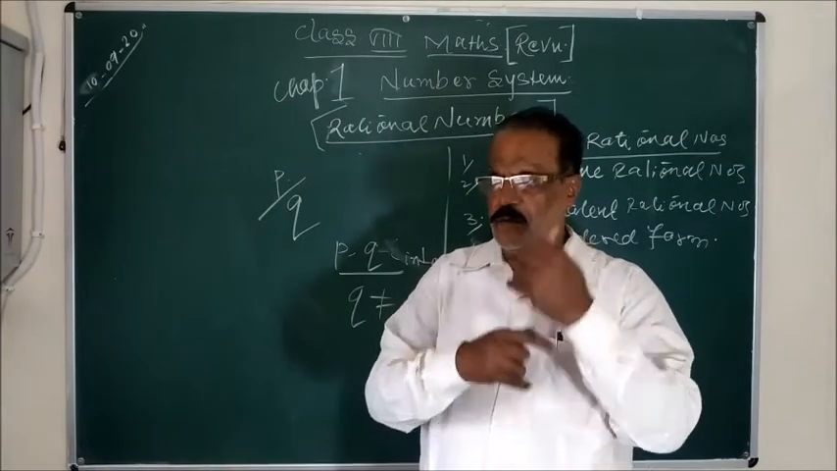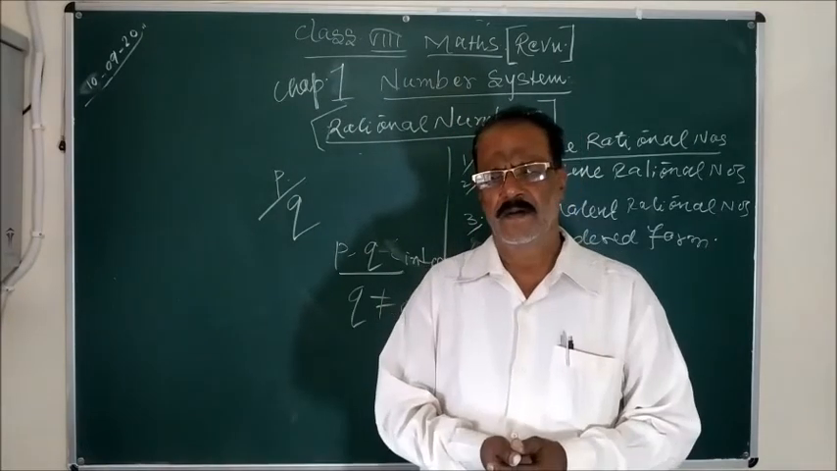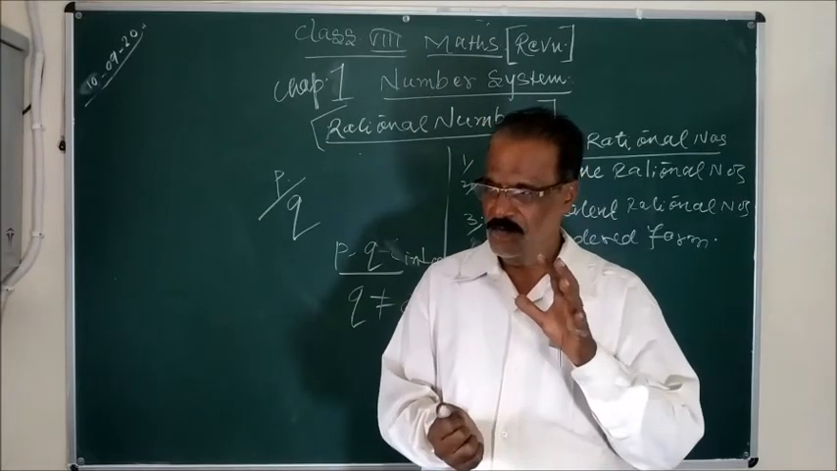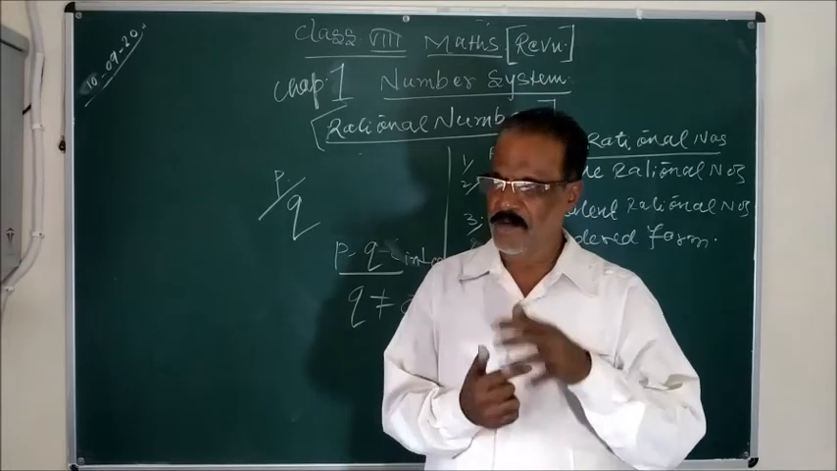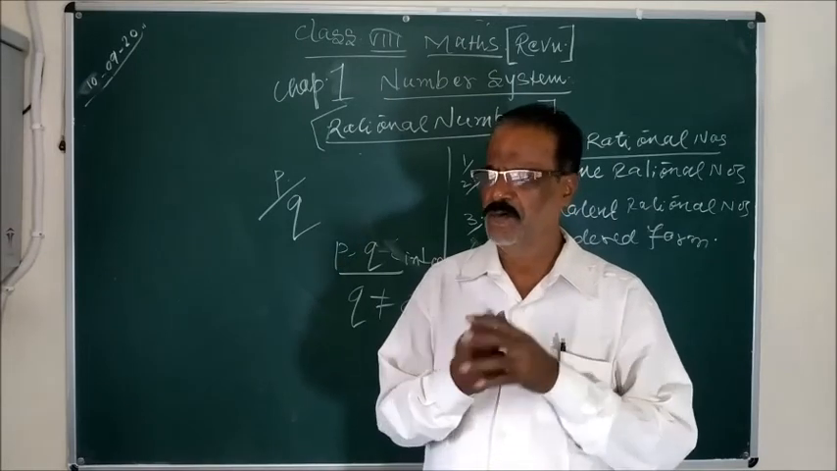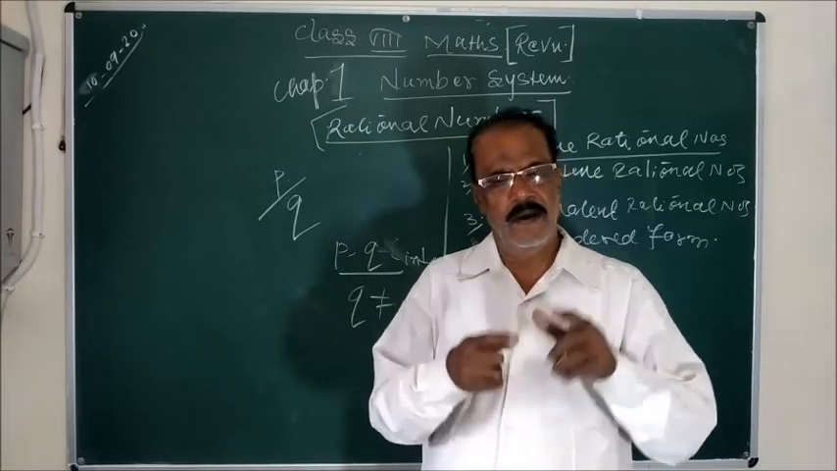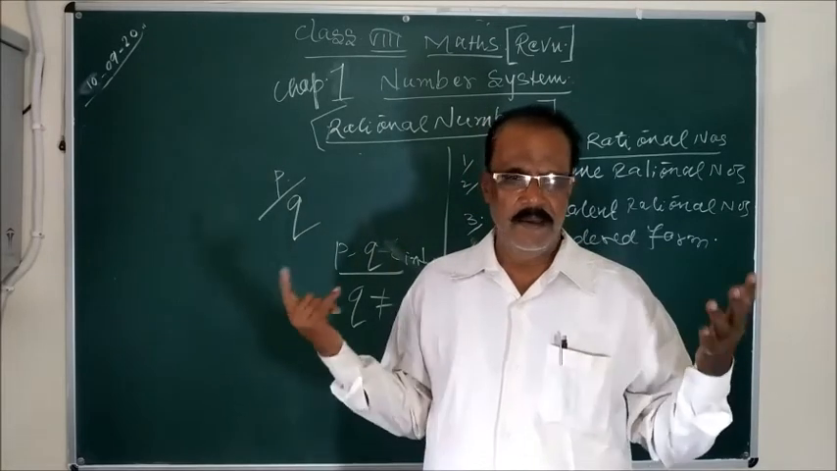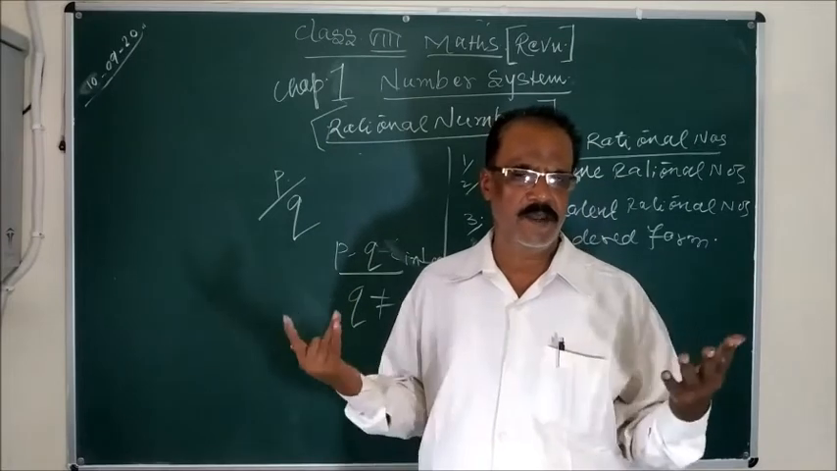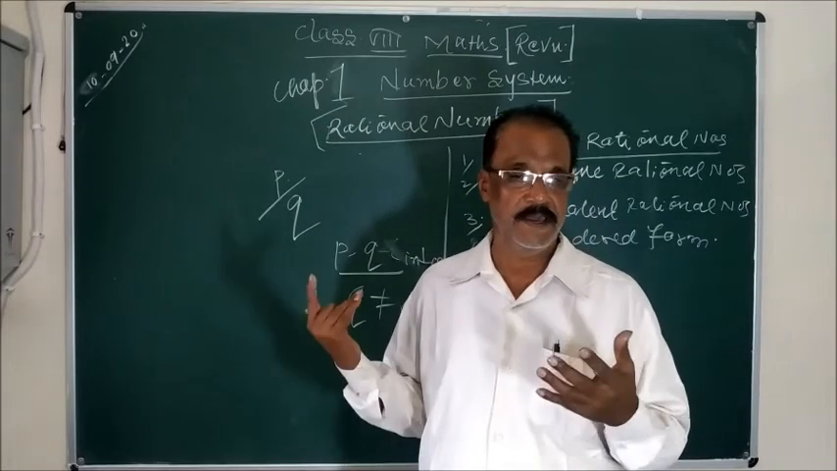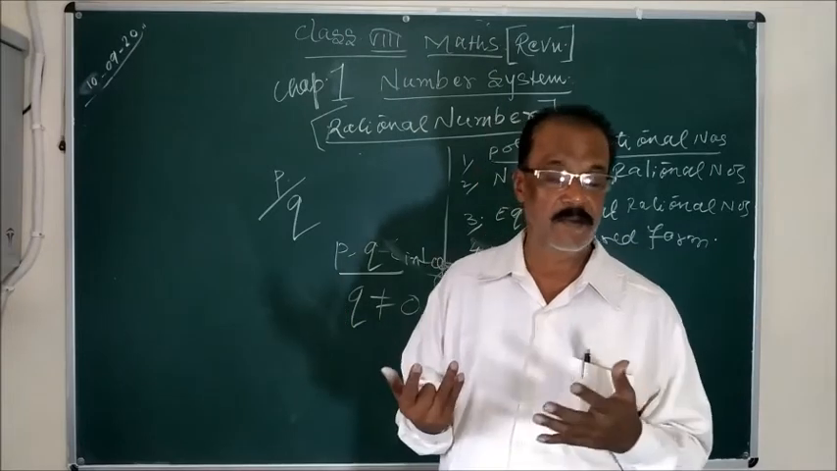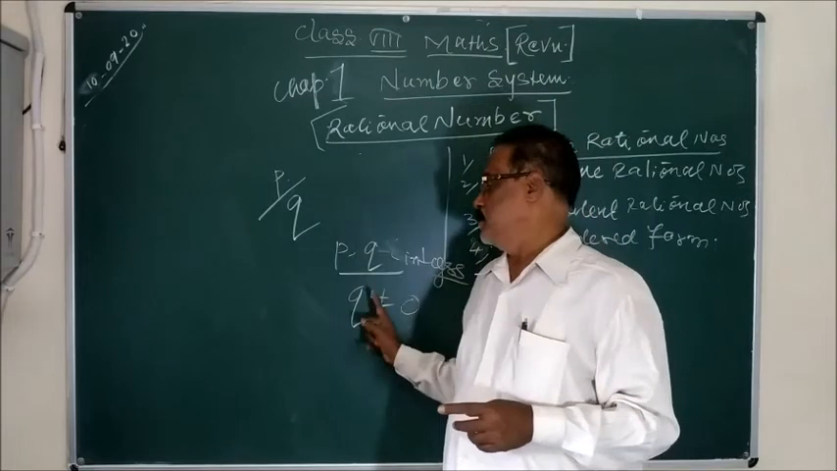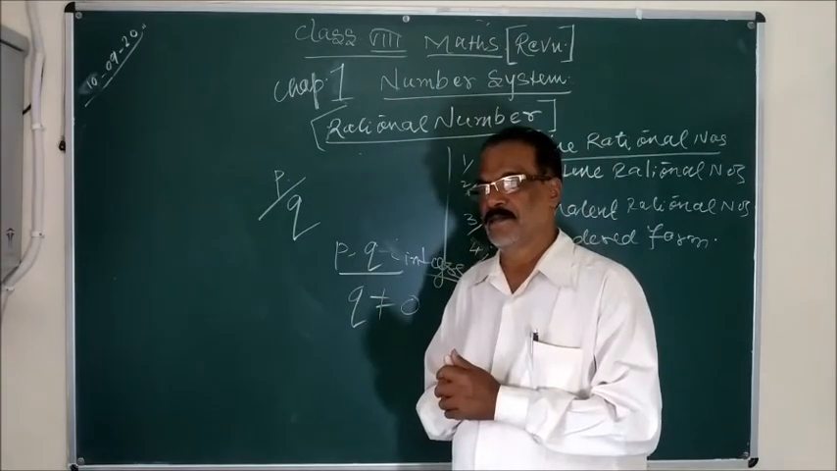Rational numbers are those numbers which can be written in the form of p by q, where p and q are integers. यानी p and q may be 0, maybe 1, maybe 2, 3, maybe -1, -2, -3. इसका मतलब है. And q should not be equal to 0.